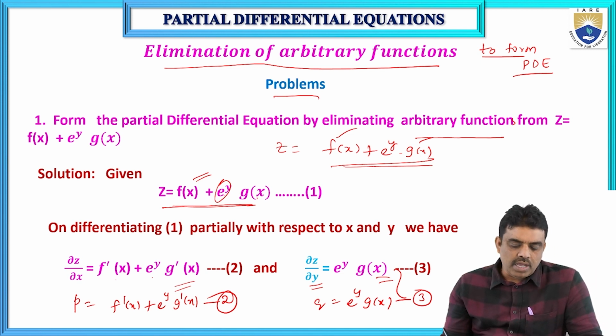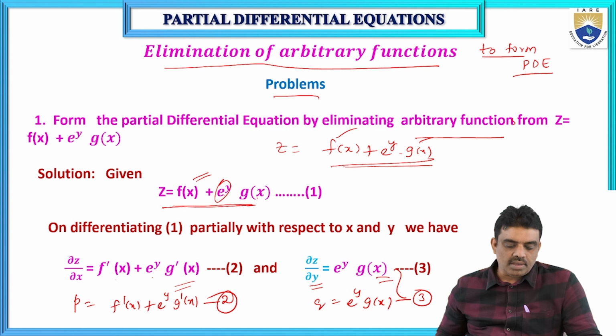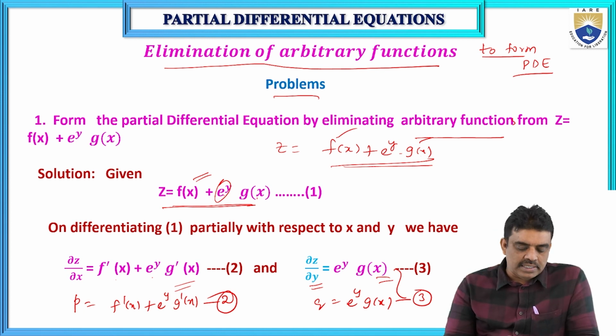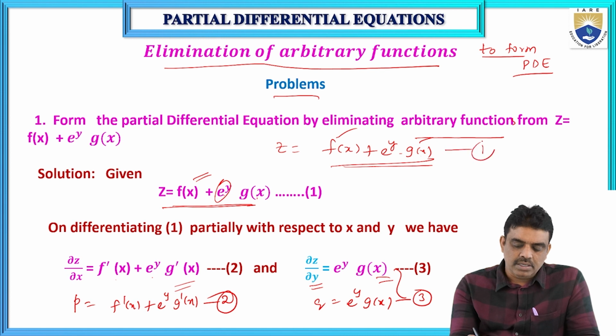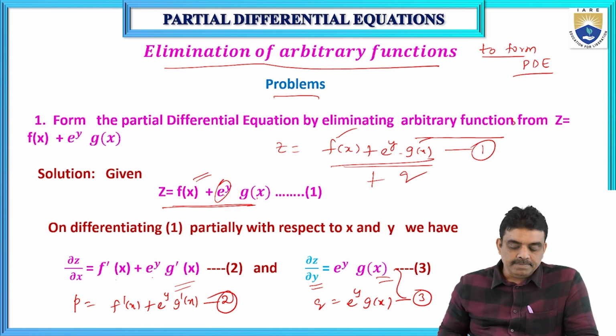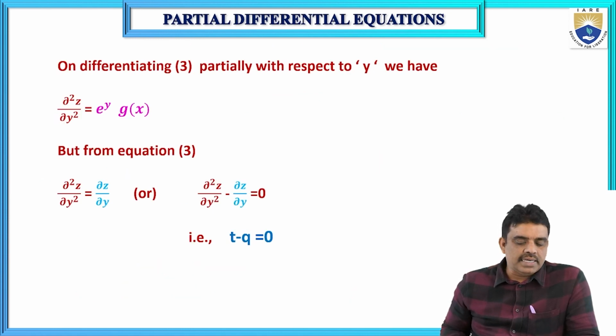Now we have to eliminate the functions f of x and g of x. With the help of these equations, we cannot eliminate. We can replace in the first equation e power y into g of x by q. But what about f of x? f of x cannot be replaced. That's why you have to differentiate equation 2 or 3 again. You can differentiate the first equation or the second equation.